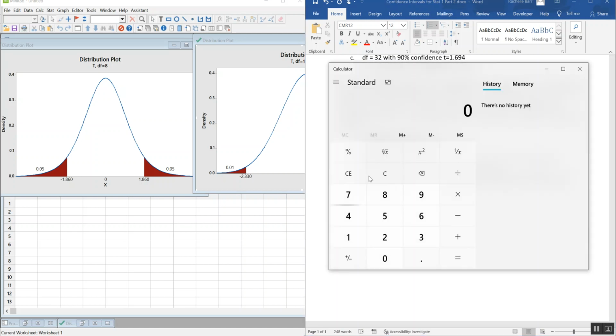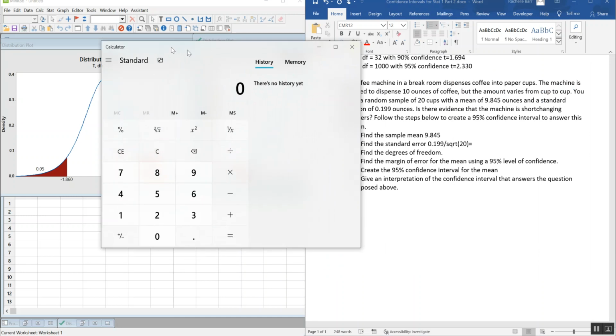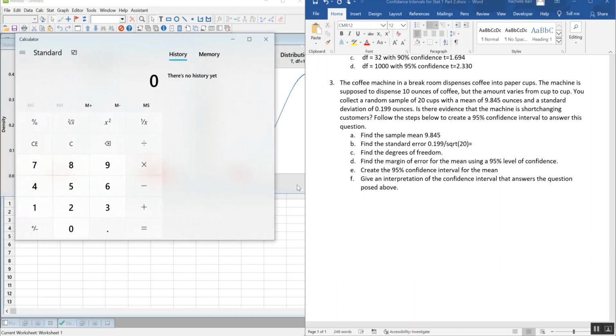Now I'm going to grab my calculator and make it do this. Now this is kind of hard to do on the Microsoft calculator. So there's a reason I'm doing this. What I want to do is 20, then square root it, then put it in the denominator and multiply it by 0.199. Did you follow that? Because it's horrible.